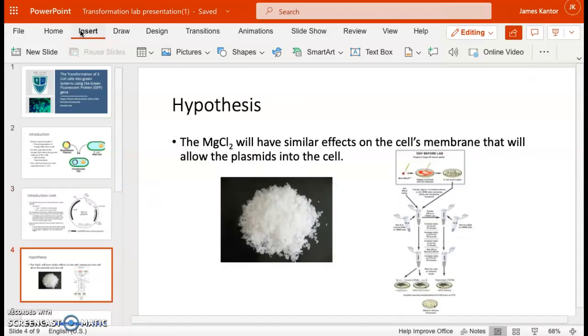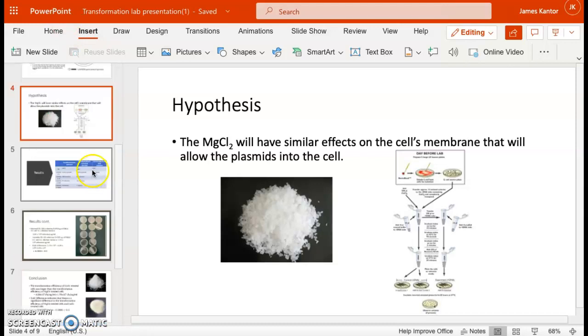And then our hypothesis is that the magnesium chloride will have similar effects on the cell's membrane that will allow the plasmids to make it into the cell wall.